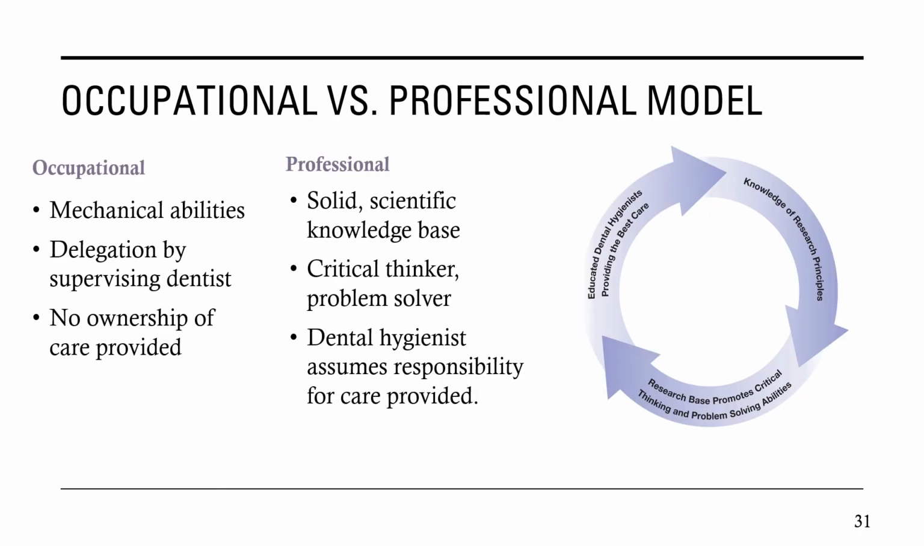Last but not least is going to be the concepts of occupational versus professional models. And this is sort of a method that we use when we're practicing in private practice. There are two in this idea. Hypothetically, there are two different hygienists, and they go about making decisions very differently. So in the occupational model, the hygienist will have mechanical abilities. They have learned how to scale teeth, and that's what they do.